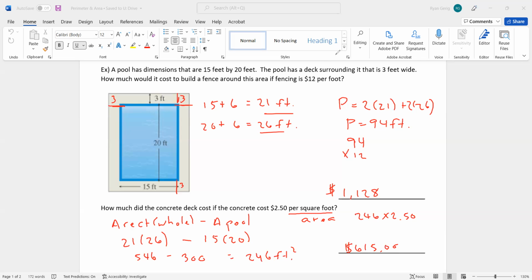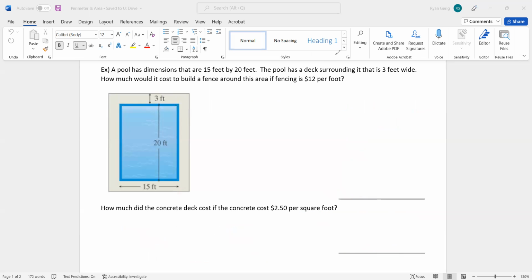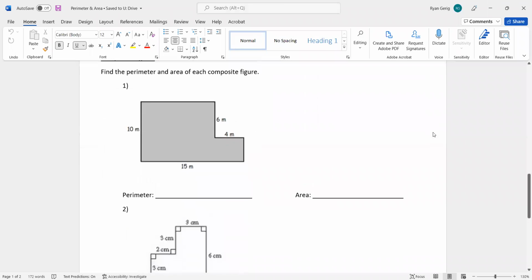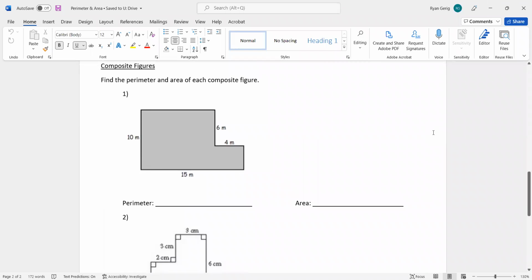Like I said, we're making it a little bit harder. Definitely within your ability, but a little bit harder. Now we're getting to composite figures. Composite figures is putting some figures together and finding the perimeter and area of those. All right, so with perimeter, the mistake I see the most is people missing sides. And maybe the other thing would be finding the wrong lengths.